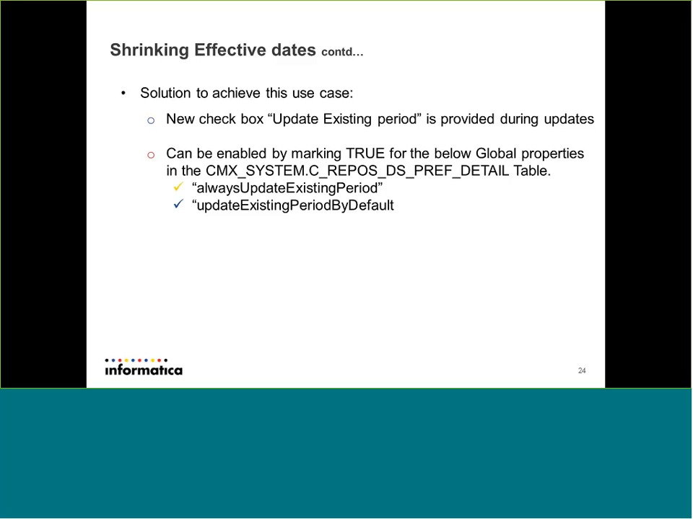When you apply HF4, these two global properties will automatically be available in your CMX system C repos DS pref detail table. Just mark them as true for these two global properties, and bounce the application server because there is a change in CMX system. And in the IDD application, whenever you try to sync any of the effective dates without change in any of the business columns, you can still sync the effective dates based on the business use case.